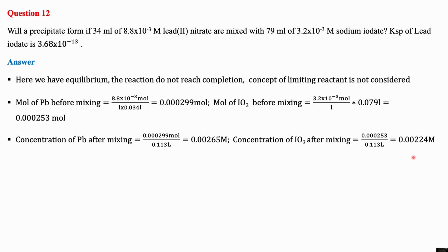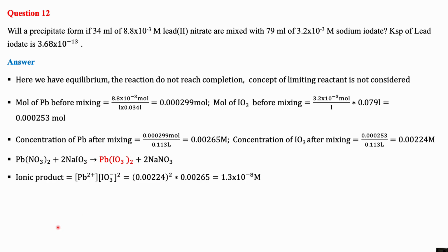After getting the concentration of lead and the concentration of iodate, we multiply them to get the ionic product. So we know that this will be the reaction. We have lead iodate, and its dissociation will give 1 lead and 2 iodate. So the ionic product will be equal to the concentration of lead times the concentration of iodate raised to the power of 2. This 2 comes from the dissociation, because it will dissociate to give 2 iodate. So then we replace the values and we get 1.3 times 10 power negative 8 as the ionic product.